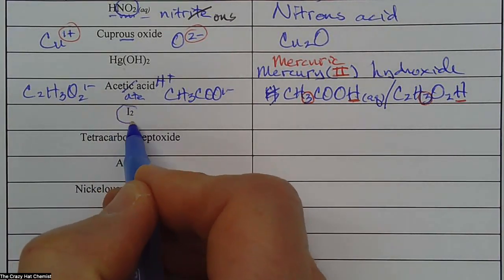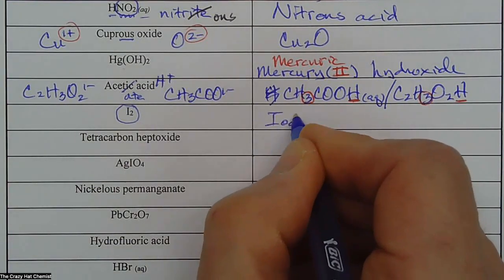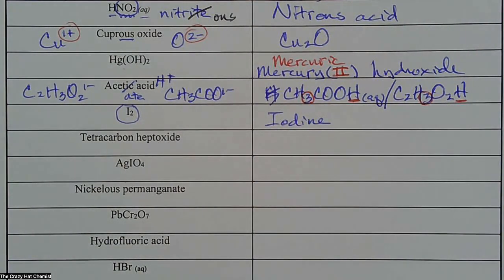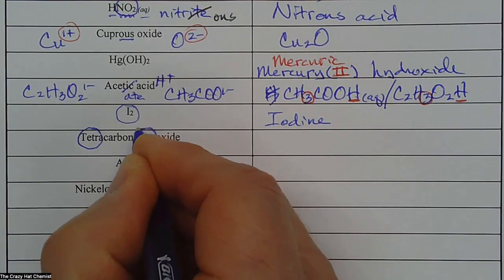This is an element. It's all by itself. We're just going to write down that element name, and that's iodine. Okay, iodine. All right, next one, tetra, and then hepta.